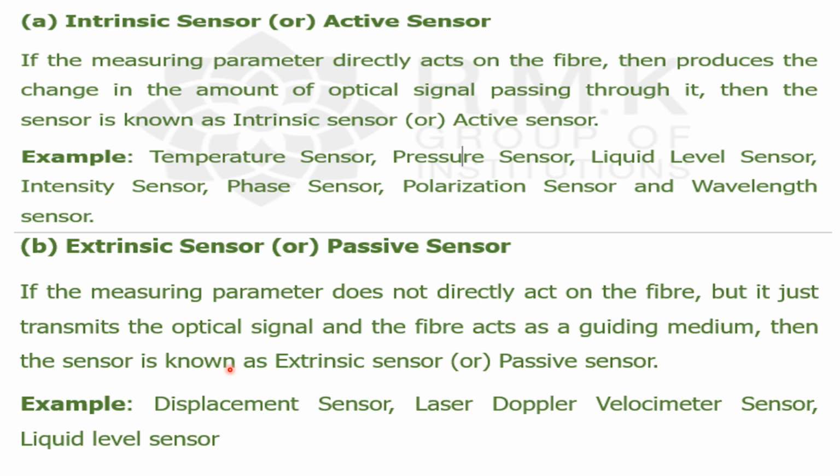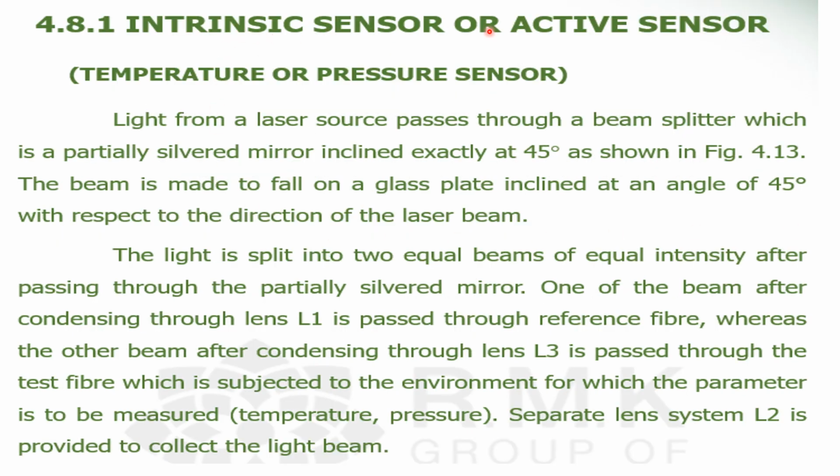Out of this, one example for intrinsic sensor, one example for extrinsic sensor is there in our syllabus, which means we will be reading temperature or pressure sensor because for both the experimental setup is the same. And for the case of passive sensors, we are going to read displacement sensor. We will see it. Intrinsic sensor, that is temperature or pressure sensor.